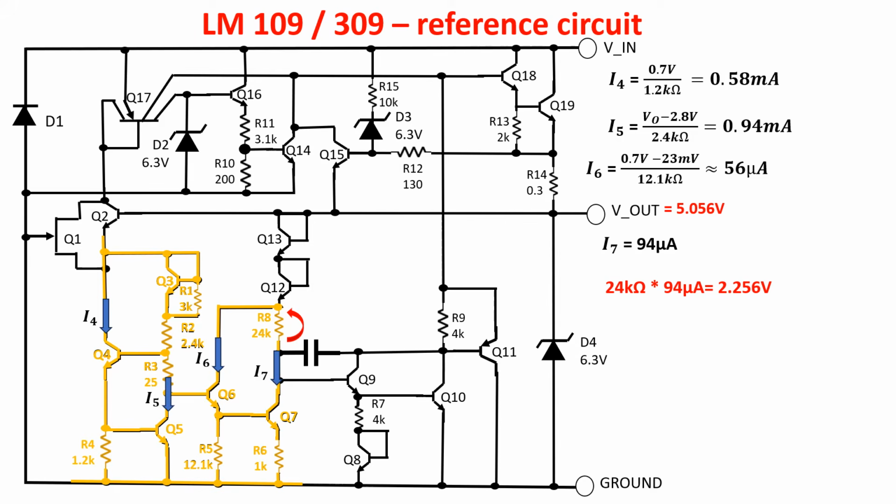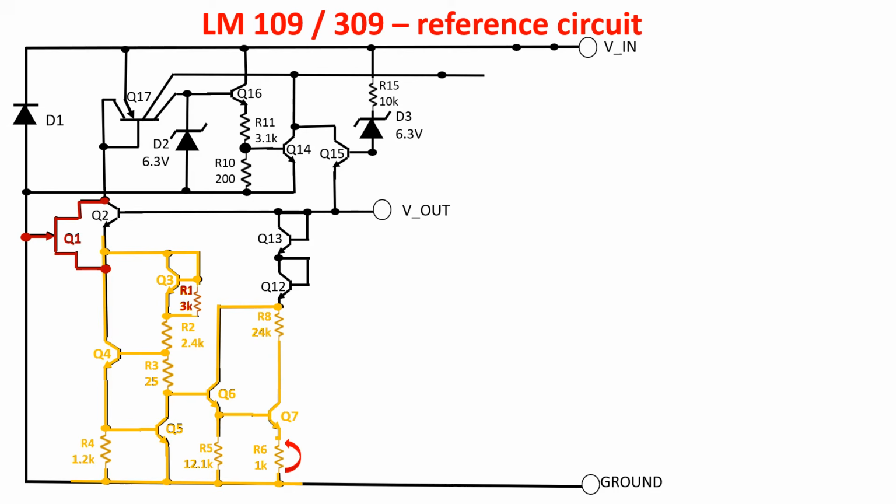5.056 volts. So the reference circuits provide the bias needed to create the delta VBE on R6, which in turn creates the PTAT current I7 needed to create the PTAT voltage on R8 and compensate the 4 base emitter CTAT voltages. So we have seen how we create a PTAT voltage on R6, but we should remember that on R6 we create a delta VBE less R3 times I5.